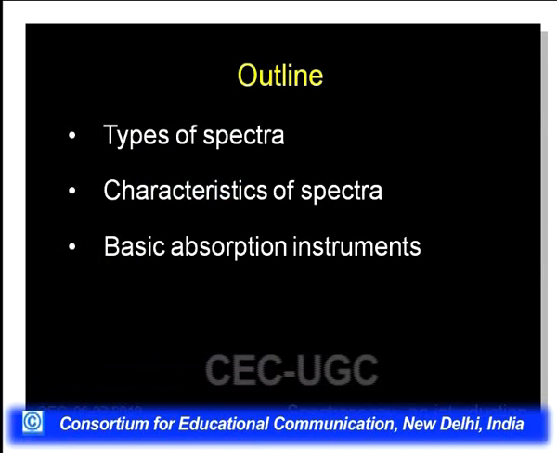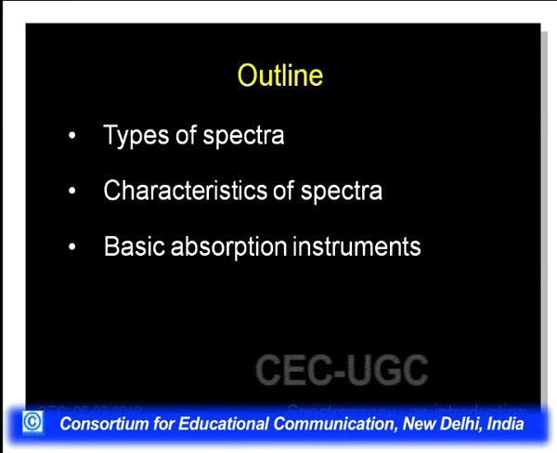Then we will move on to, because a spectrum is fine, that is, there is an interaction leading to a spectrum there. But how do I get a spectrum? For that, we need some kind of an instrument there. I'll talk very little about the basic aspects of the absorption instruments, just as an example. And towards the end, we will try to sum up what we do in today's session.